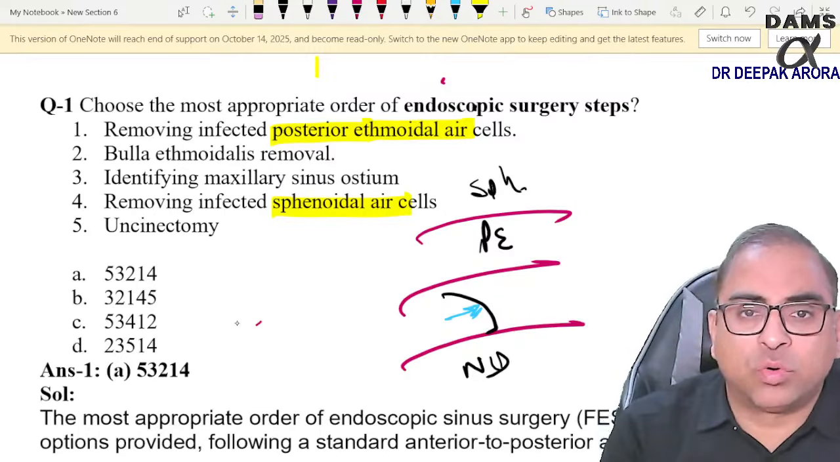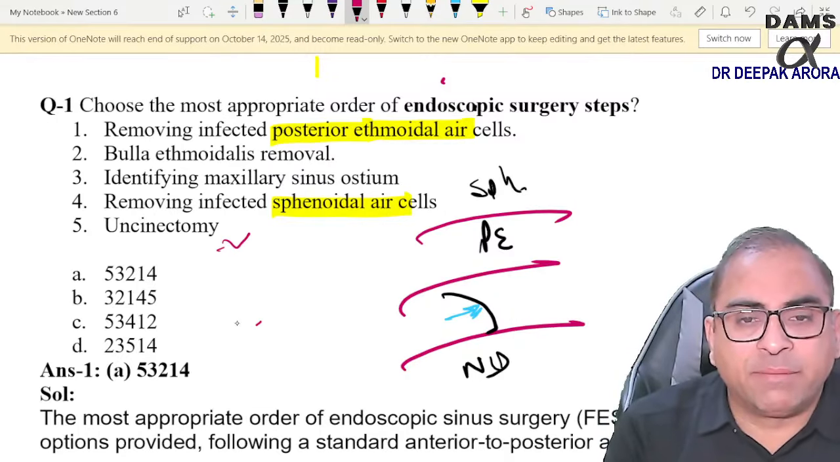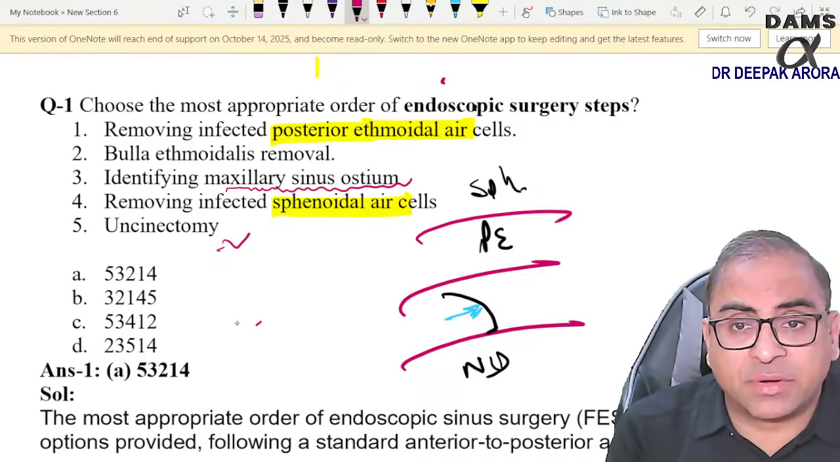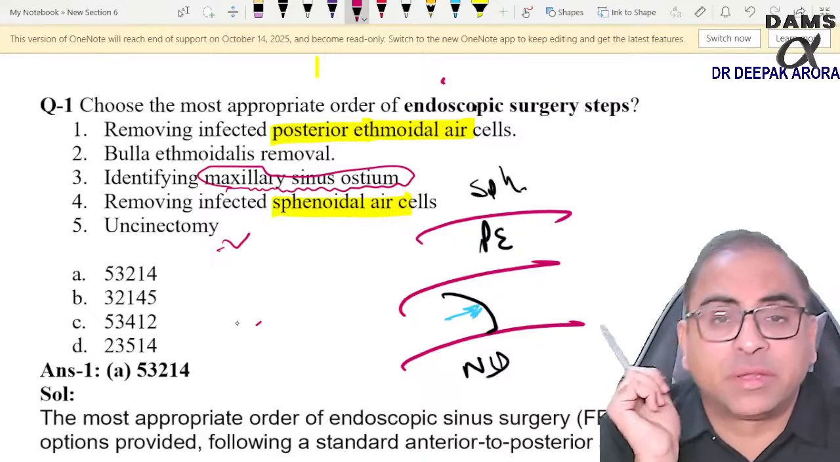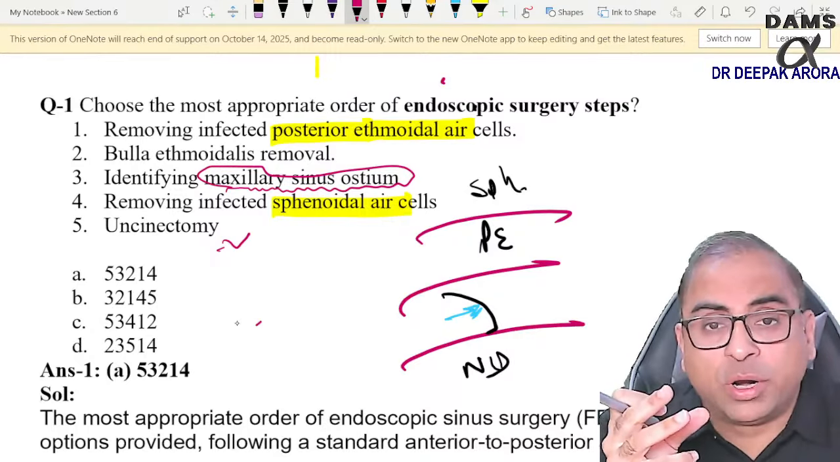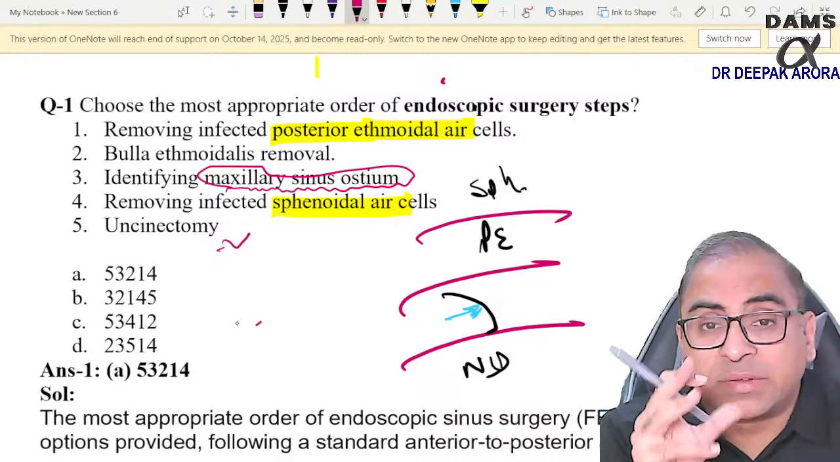I will first go for removing the uncinate. I will be going behind the uncinate. Then we appreciate the maxillary sinus ostium. This is the next step. Then we are entering into the ethmoid, where we open the biggest, largest air cell.